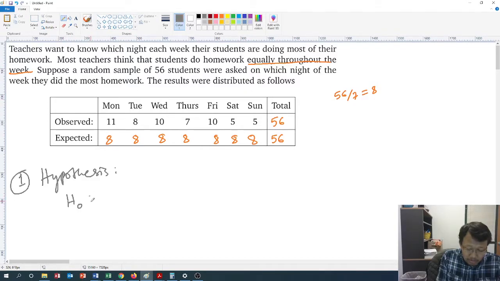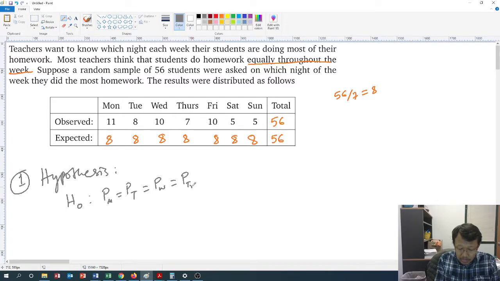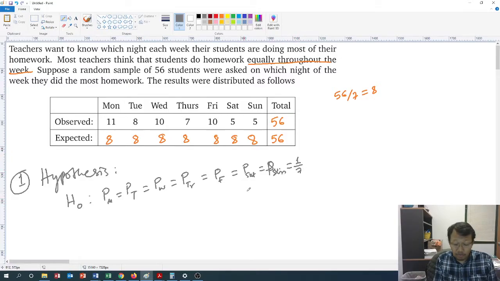Okay, so the null hypothesis is that the probability of doing the homework on Monday, Tuesday, Wednesday, Thursday, Friday, Saturday, and Sunday is equal, so that is 1/7 each, right? So that's how the null hypothesis is formed. Since the teachers are thinking that students are doing their homework equally throughout each day of the week, all days are equally likely.